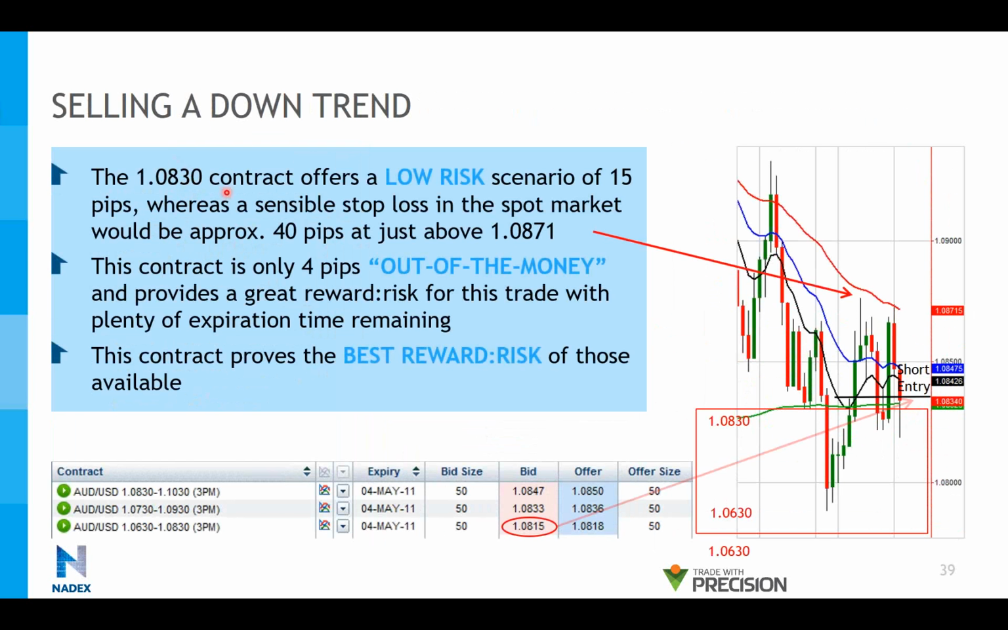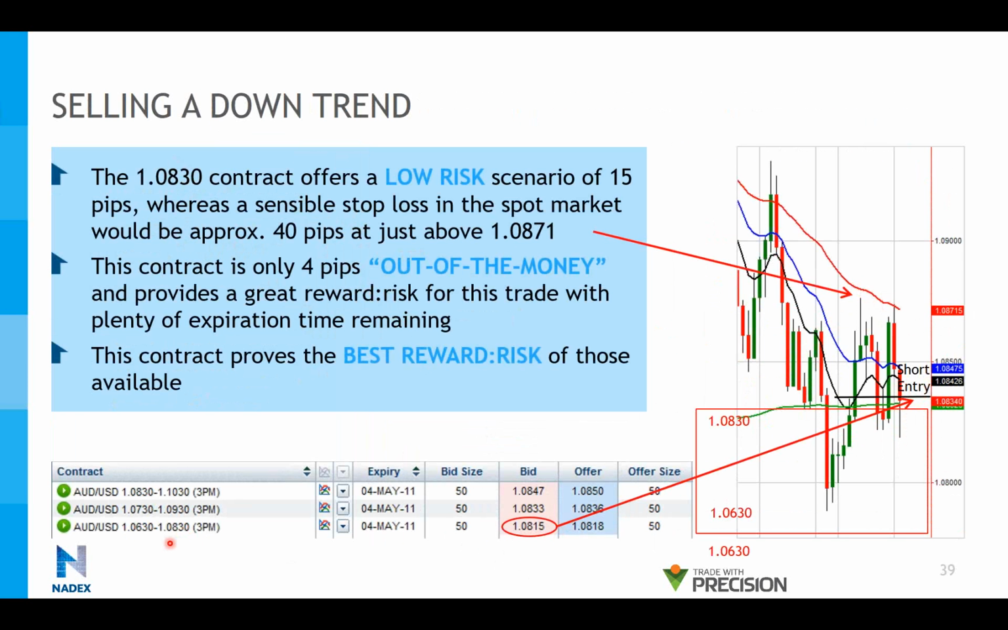The 1-8-30 contract offers a low risk scenario of just 15 pips, where a sensible stop loss in the spot market would be approximately 40 pips, just above the high. I want to enter here on a move to the downside, and my stop loss location would be sitting here near the recent swing point high. It takes too much time now to explain why, but that would be the appropriate stop loss location. This contract here is only 4 pips out of the money and provides a great reward to risk ratio for that trade with plenty of expiration time. What do we have here? We are entering very, very close to the ceiling, and we have that whole distance to travel to the downside.